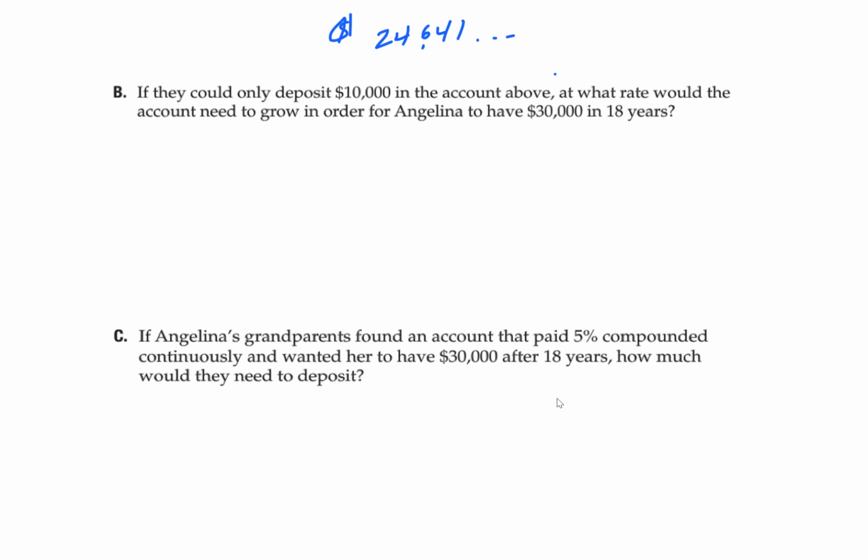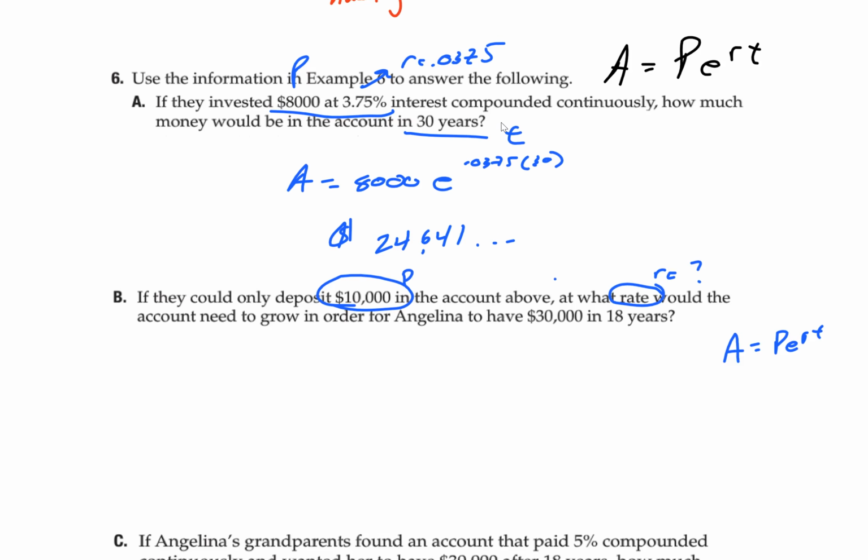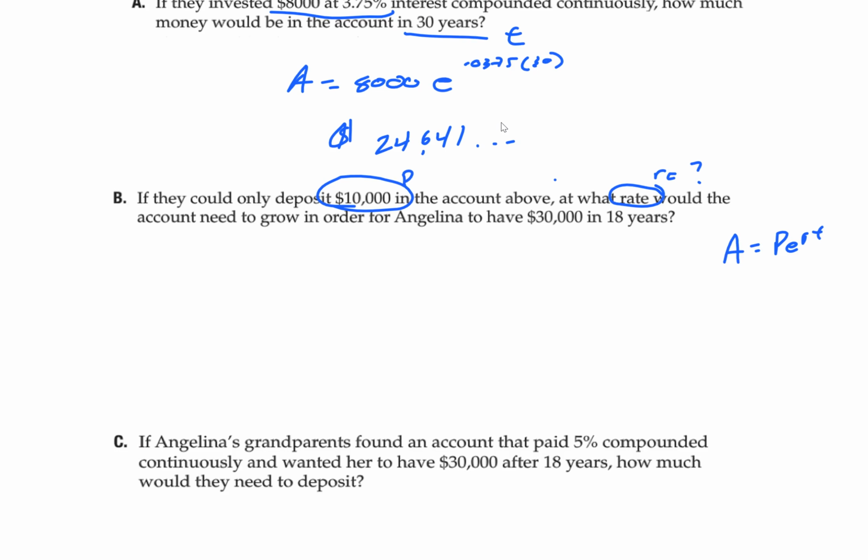This is the next set of problems. Same idea, just a different setup. So again, we have Pert. If you can only deposit $10,000 into an account, at what rate would the account need to grow in order for Angeline to have 30 grand in 18 years? This was her grandparents. Whatever, doesn't matter. So she wants to have 30 grand at the end, and she can only deposit 10,000 at the very start.